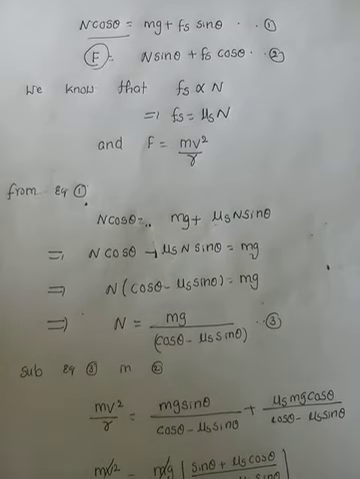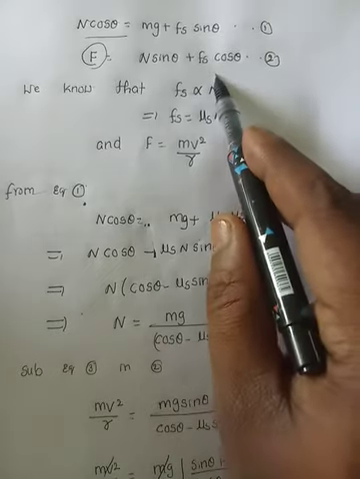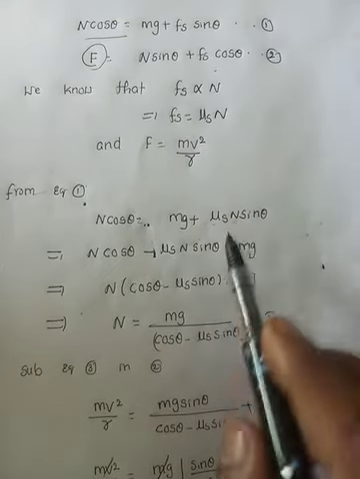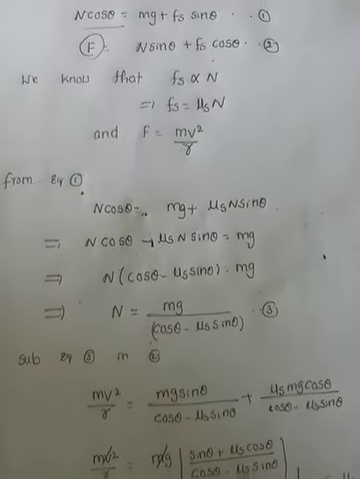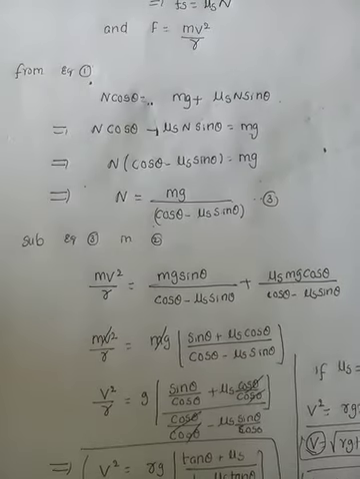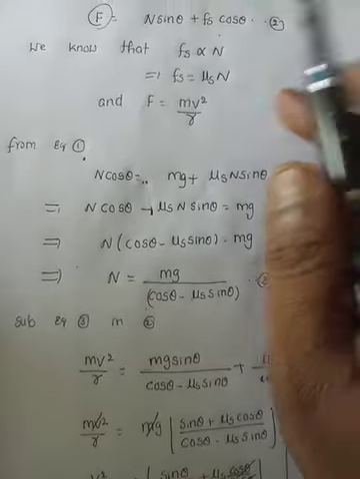Now, N cos theta is equal to mg plus Fs, meaning mu s into N sin theta. From this we evaluated N. What did we get as N? mg by cos theta minus mu s sin theta. Substitute this value in equation number 2. What is equation number 2?